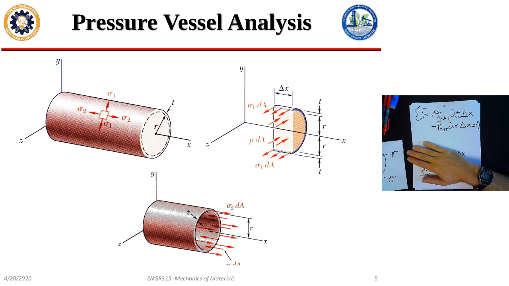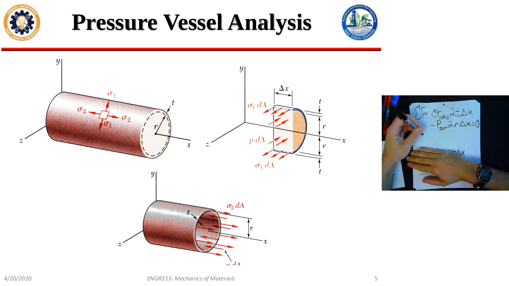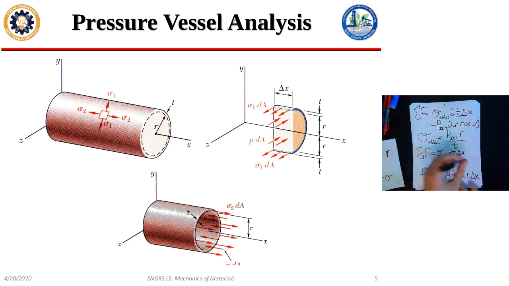So same as last time. What I want to know is the stress in the wall, because I want to be able to tell if this thing's going to blow up or not. So I can solve for sigma wall and get something like sigma wall equals P internal times R over T. Ignore all the stuff at the bottom. Cool beans? Any questions on that?